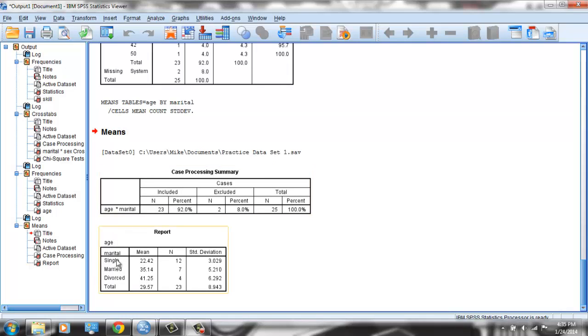You have single. The average age is 22.4. The married average age is 35.14. And the divorced average age is 41.25. I'll abstain from any jokes here. But what it tells you is, it gives you the standard deviations as well. But it gives you for each of these groups, the single group, the married group, and the divorced group, what the average age is, which can be useful, right?